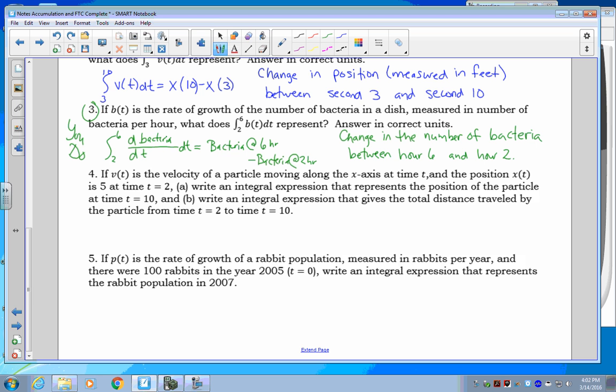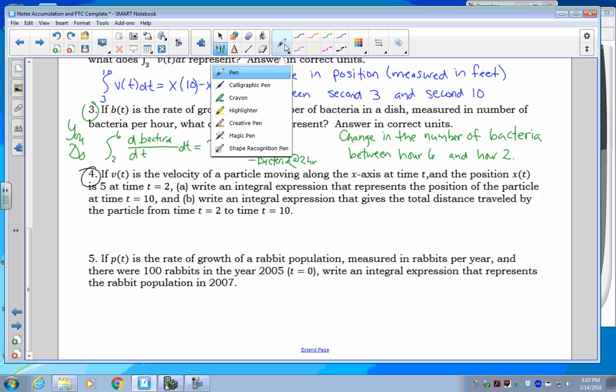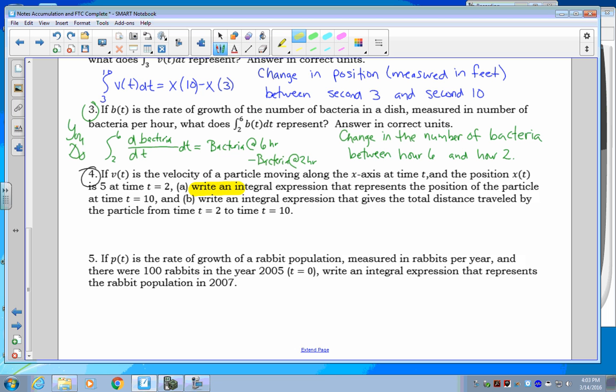Number 4. V of t is the velocity of a particle moving along the x-axis at time t, and the position, we're calling that x of t, is 5 at time t equals 2. Part A is asking us to write an integral expression, so that's going to have an integral in it, and it's just an expression, there's no equal sign, that represents the position of the particle at time t equals 10. And again, we know the position of the particle at time t equals 2 is going to be 5.